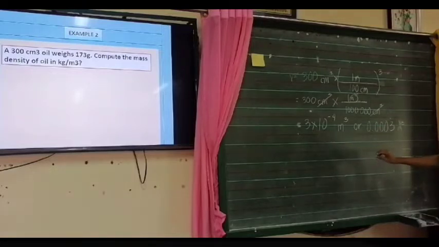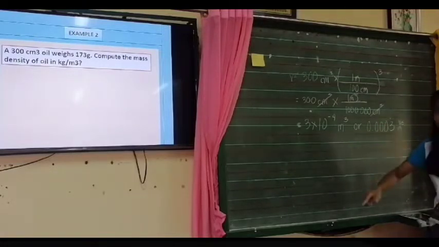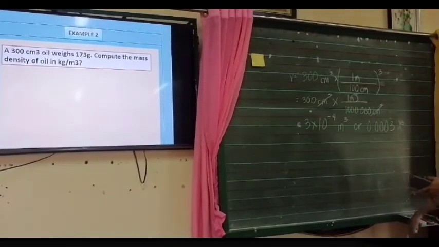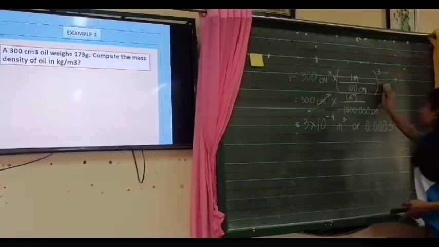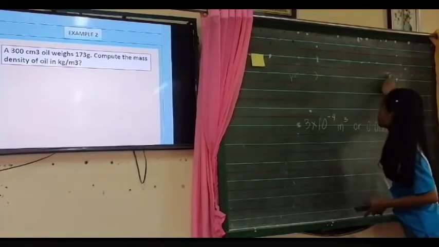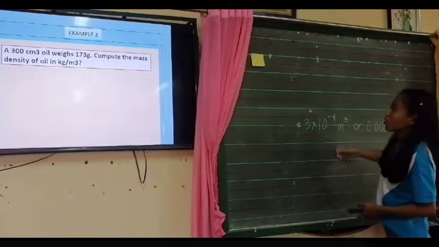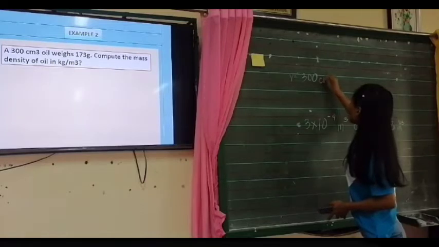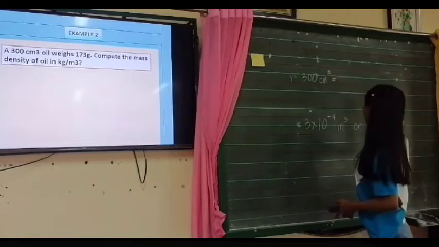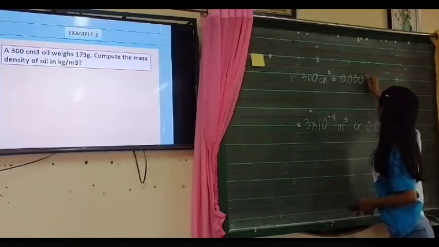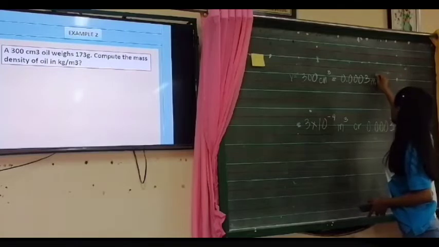So, ang volume na is 3 times 10 raised to negative 4 cubic meter or 0.003 cubic meter. So, 300 cubic centimeter is equal to 0.0003 cubic meter.